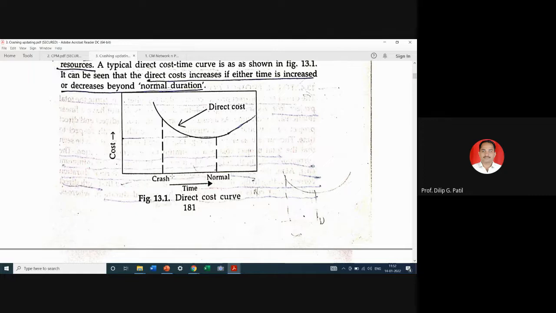But suppose you want to construct a wall, in that sometimes particularly a wall can only be built up to a certain height in a day. You cannot continuously construct a wall of 5 meters in a day. Right. So that you need to consider that technically you cannot crash, or due to technical reasons you cannot crash the particular activity beyond certain limit. So there is limit of this crashing.